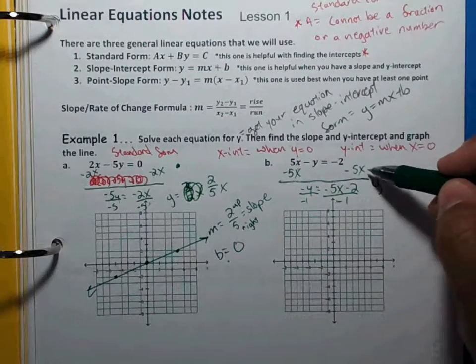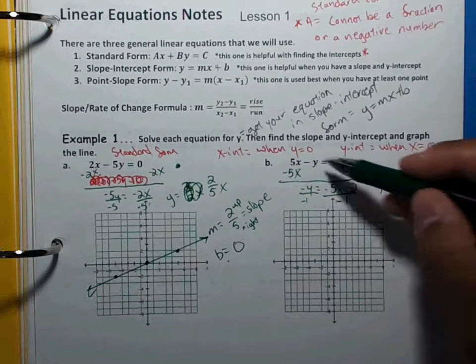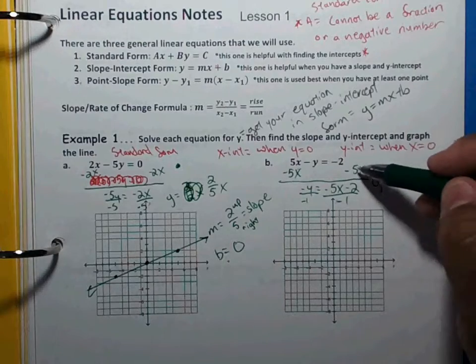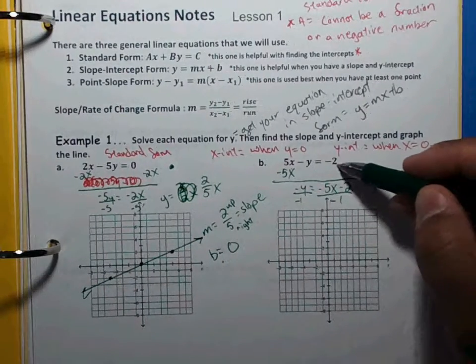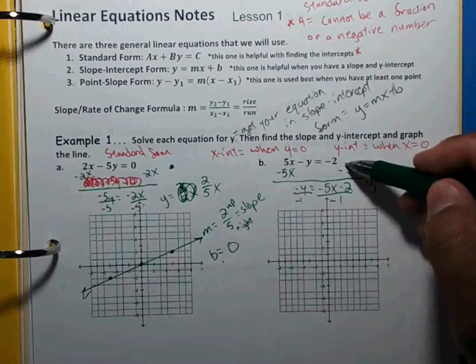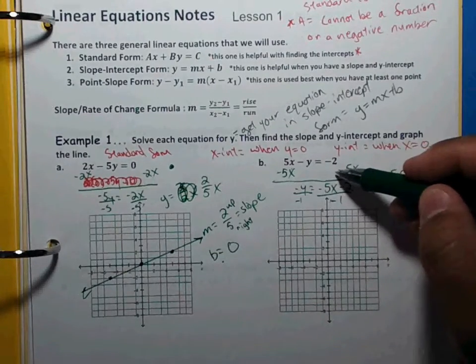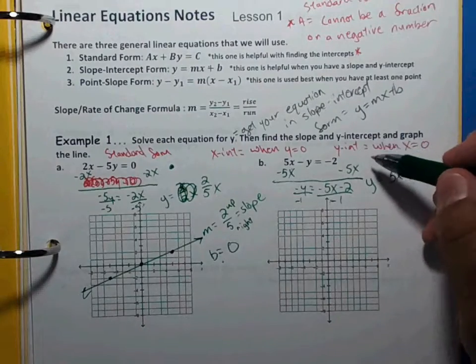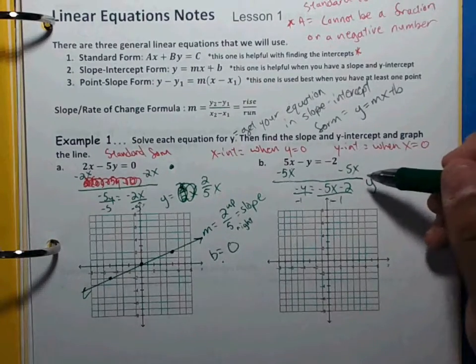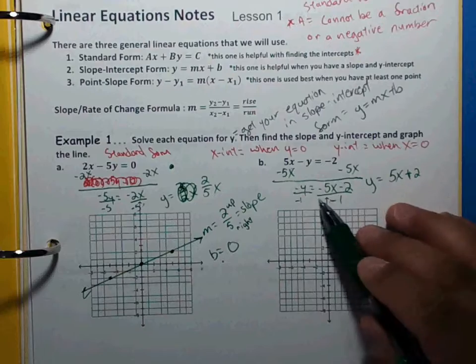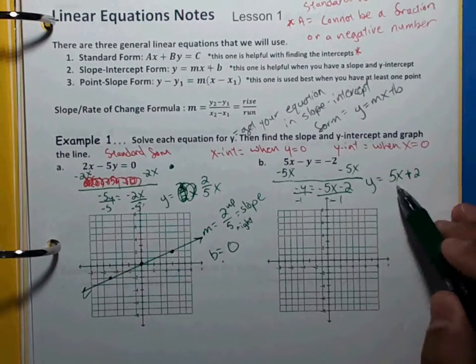Remember, ladies and gentlemen, when you move anything from one side to the other, how I put this minus 5x away from that minus 2, they're not the same term. I've seen kids all the time, they put it right underneath this minus 2, and now all of a sudden they have a minus 7x on the right side. That's just not right. And then we divided both sides by a negative 1, and we get y equals 5x plus 2.